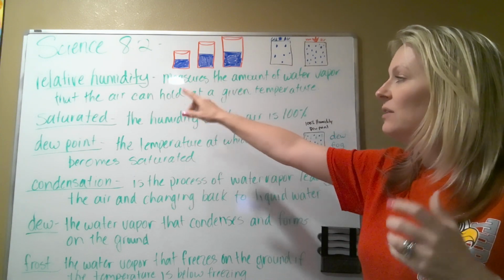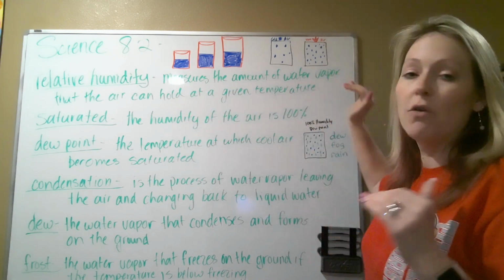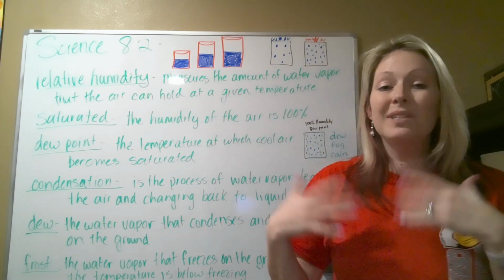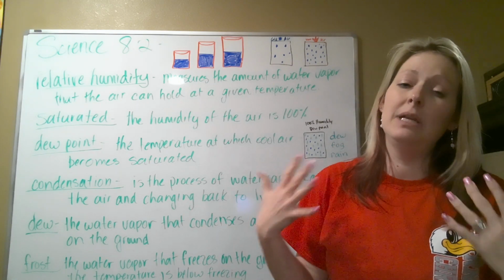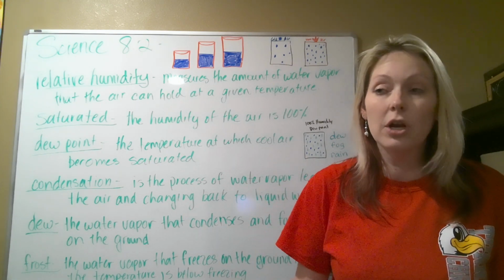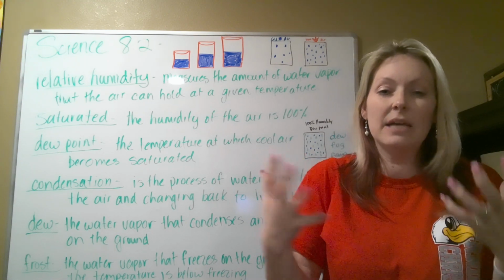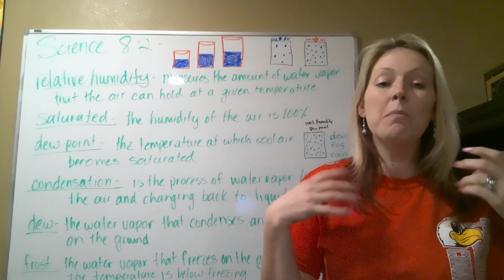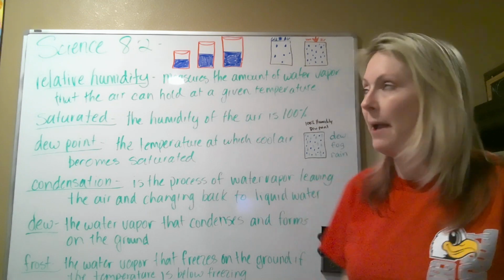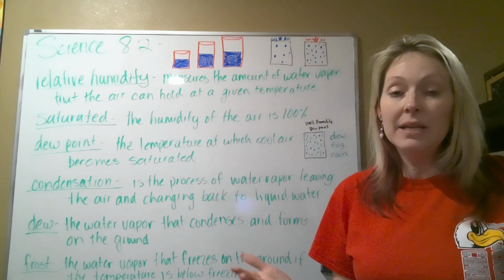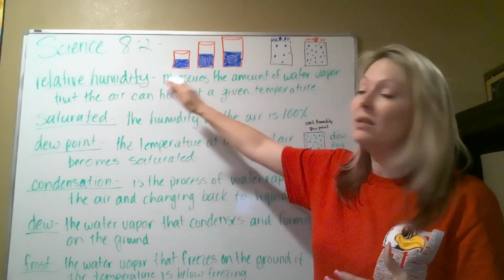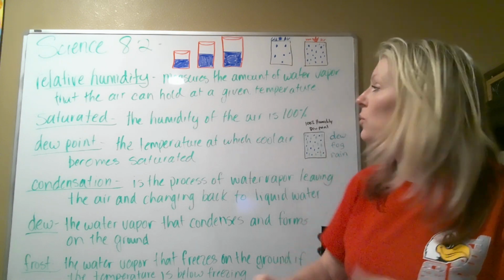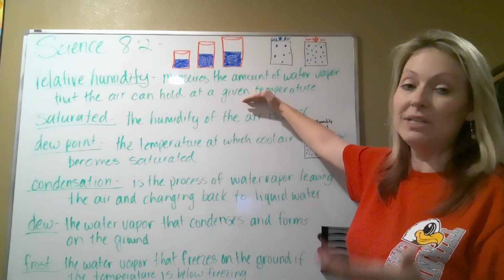So relative humidity measures the amount of water vapor that the air can hold at any given temperature. Okay, so in some parts of the country, we say, oh my gosh, the humidity is so bad. And sometimes, even this last year, we've had a few of those muggy, sticky days outside on the playground. Then we've said things like, oh, the humidity. That's because there's been more water vapor in the air. Okay, now when we say humidity, what we're really meaning is relative humidity, meaning how much the air can actually hold of water vapor at the given temperature.